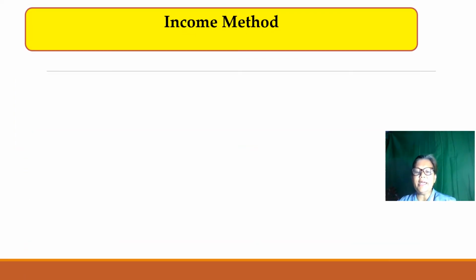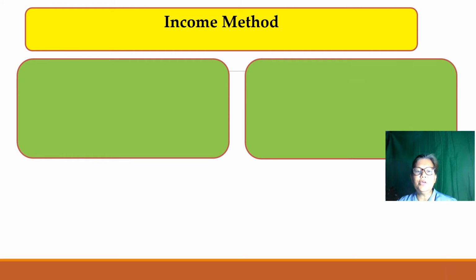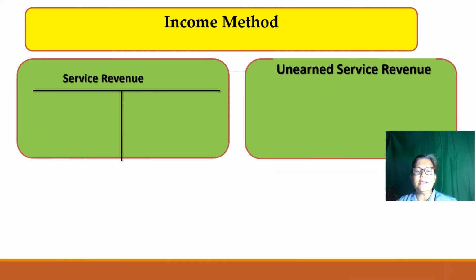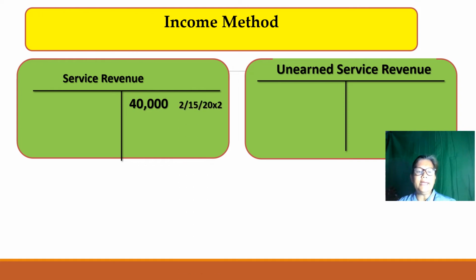Now, let me illustrate the income method. So again, you're going to prepare the accounts for service revenue and unearned service revenue. Okay. So consider the balance of 40,000 as our income in our service revenue of 40,000. And then that is recorded on February 15.